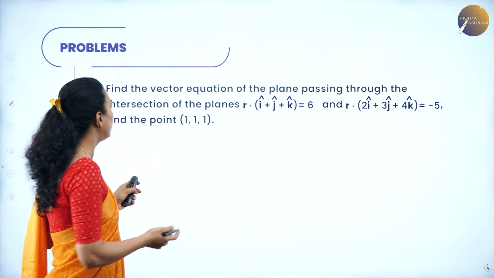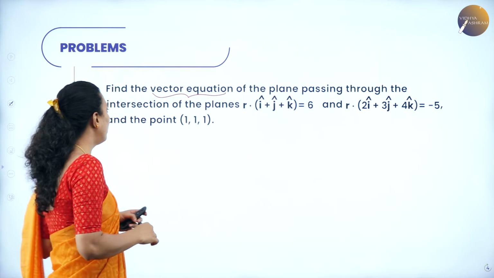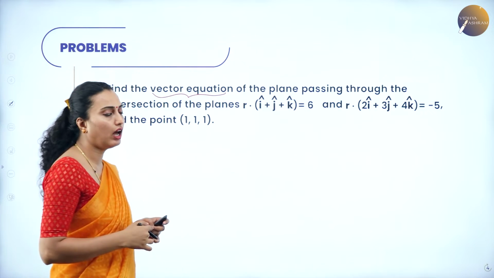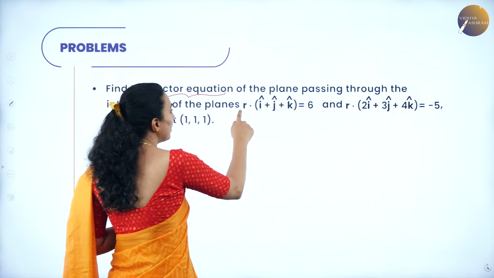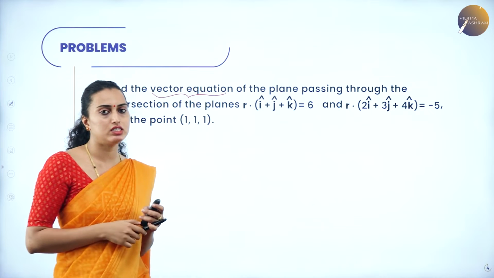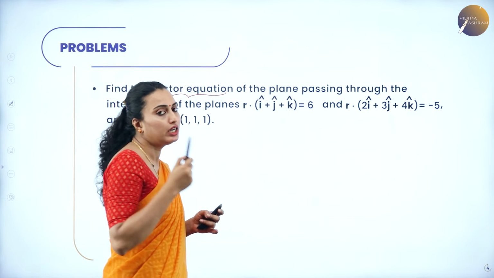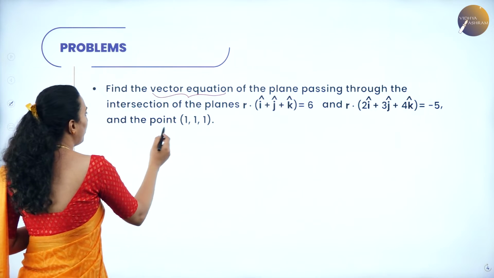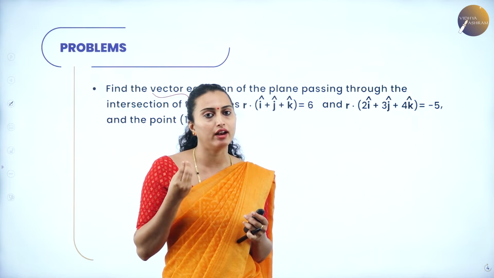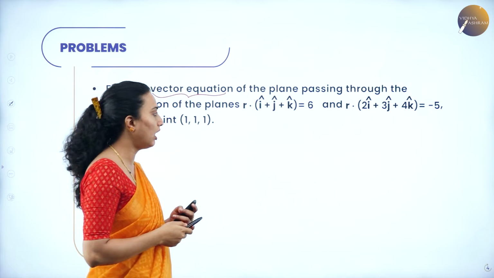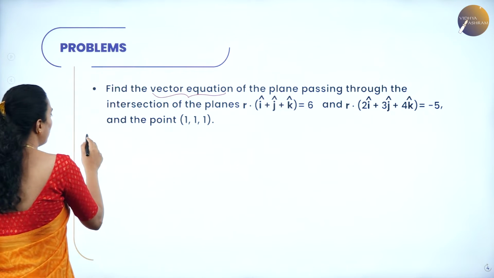What have they given? Find the vector equation of the plane passing through the intersection of the planes r dot (i plus j plus k). If you look into that, it will look like r vector dot n1 vector is equal to d1. Similarly, r vector dot n2 vector is equal to d2. And the point they have given, i j k, is nothing but 1, 1 and 1. Let me look into that at last. First, let us compare the equations. The given equations are in the form what?